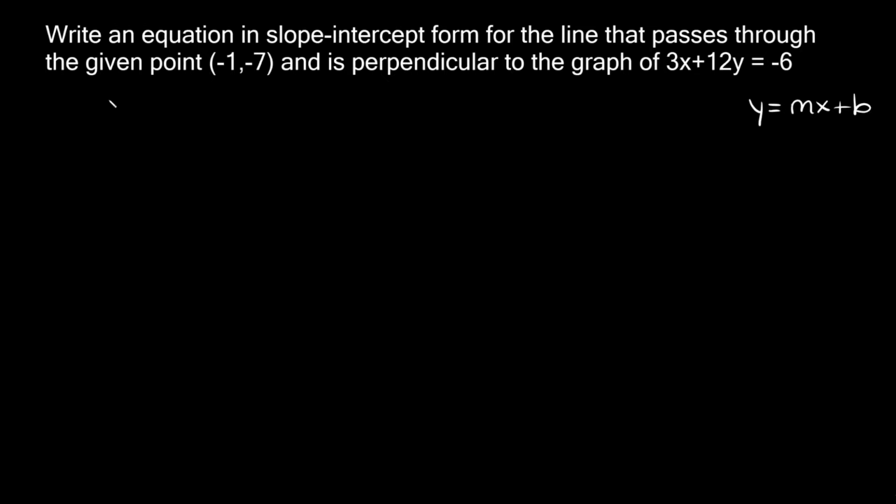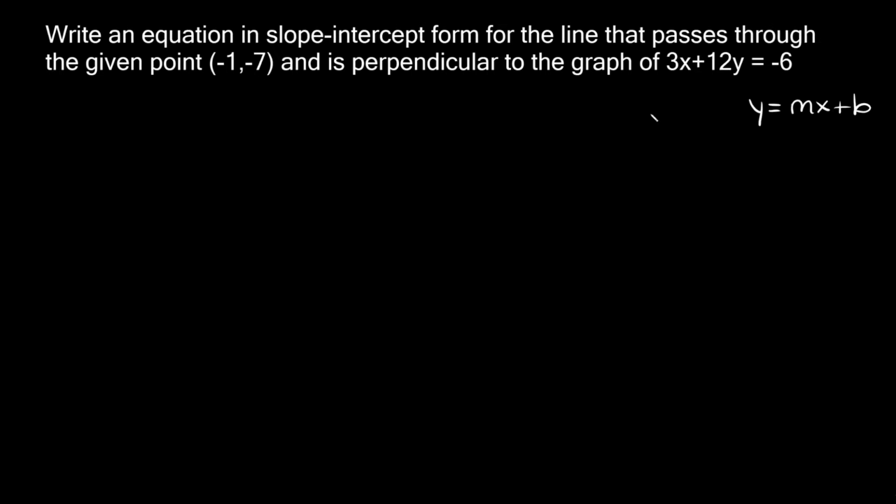So let's go over this problem right here. It says write an equation in slope-intercept form for the line that passes through the given point, (-1, -7), and is perpendicular to the graph of 3x + 12y = -6.